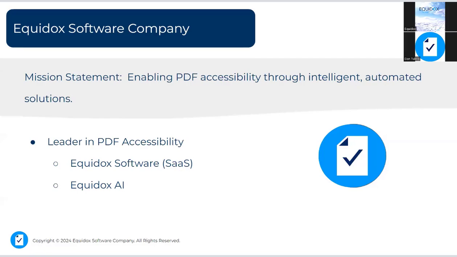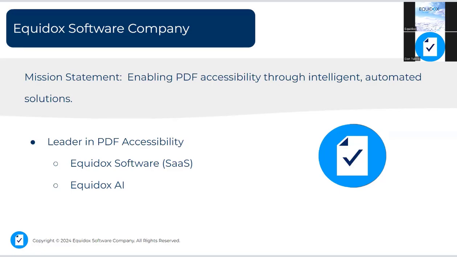Okay, so Equidox Software Company, our mission is to enable PDF accessibility through intelligent automated solutions. So we are a leader in PDF accessibility. We have two main core components to our business. We sell our Equidox software. So it's a software as a service, a web-based application, which we'll be going through today in the demonstration. It is intended for quick and easy, efficient remediation of PDF documents.